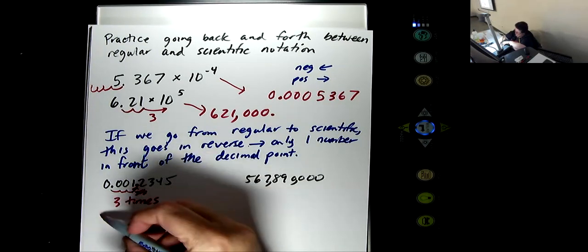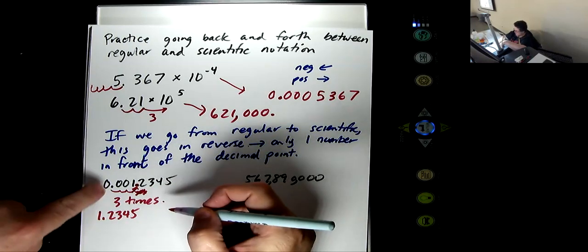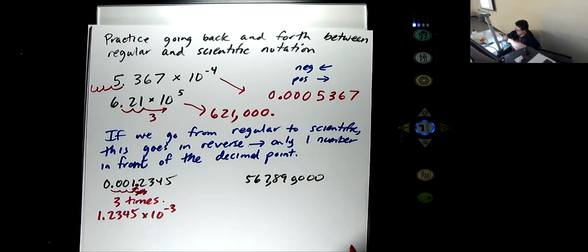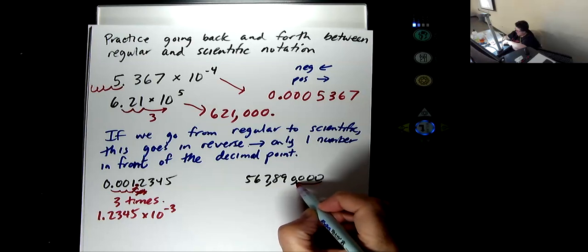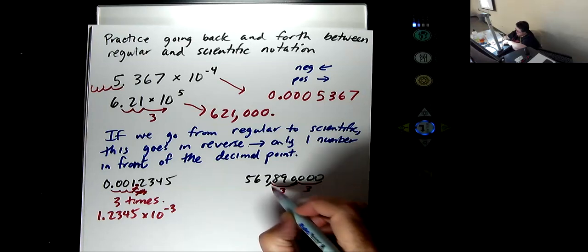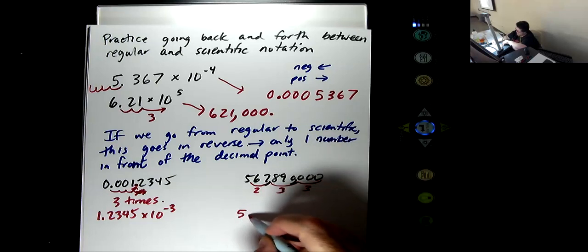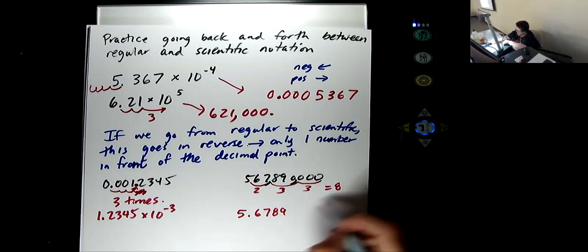This is a small number. So the black number was a small number, so this is gonna be a negative exponent. And when I go the other way, I go 3 there, 3 there, 2 more here. I will have 5.6789. Those add up to 8 times 10 to the 8th.